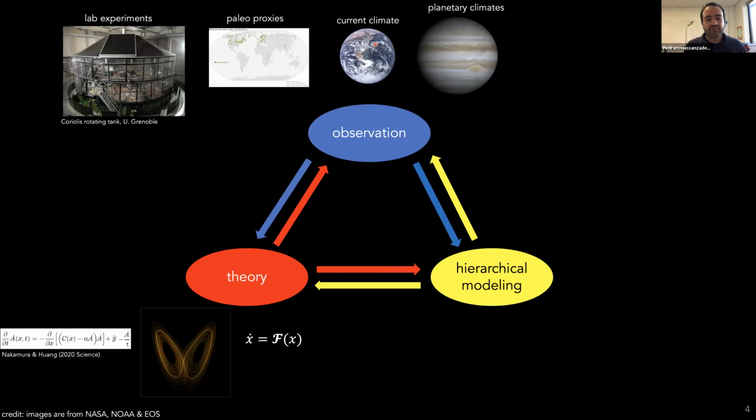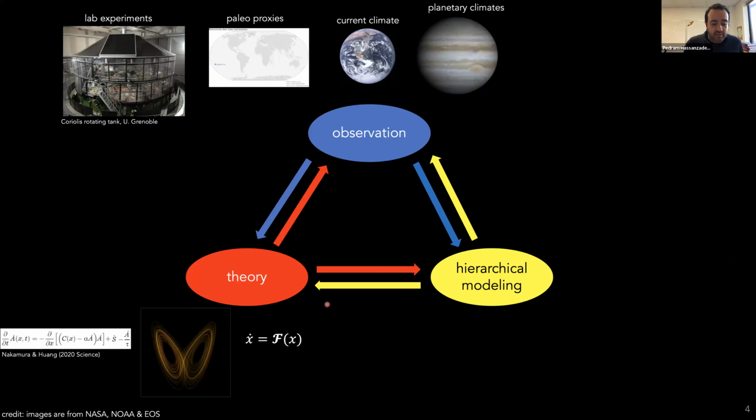Since the beginning, we have been using all sorts of observations from the current climate system, from laboratory experiments. We have been looking at paleoclimate data from thousands or even millions of years ago. And we have been looking at even other planetary systems. For example, next month in the same seminar series, Jeff Vallis will talk about what we can learn from paleoclimates and from planetary and even exoplanetary systems.